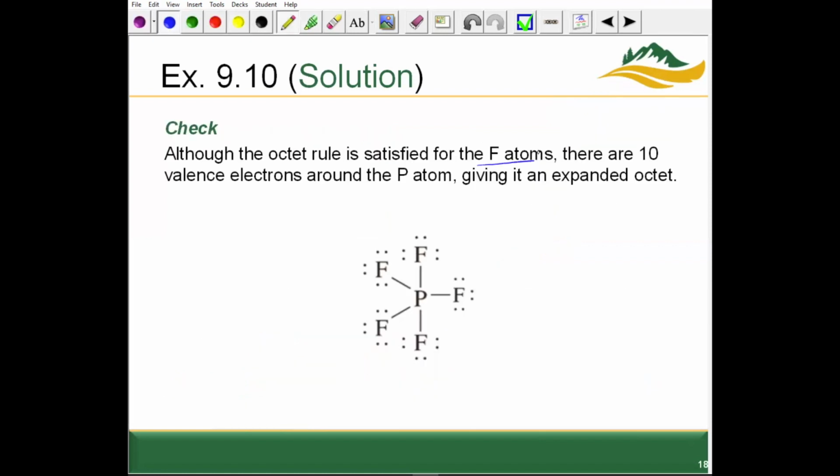So to check what's happening here, we did check that each of these fluorines has a complete octet. Then the phosphorus in the middle, we saw it has 10 valence electrons around it. It definitely has an expanded octet, but that's okay because it has an n value greater than 2. It fills shells where n is equal to 3. So phosphorus is okay with an expanded octet.